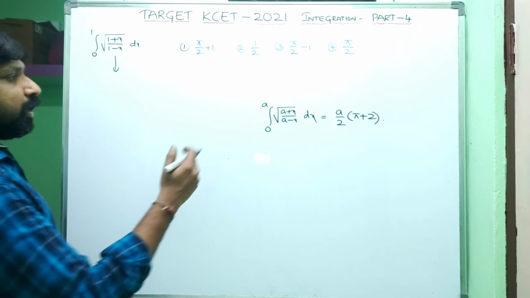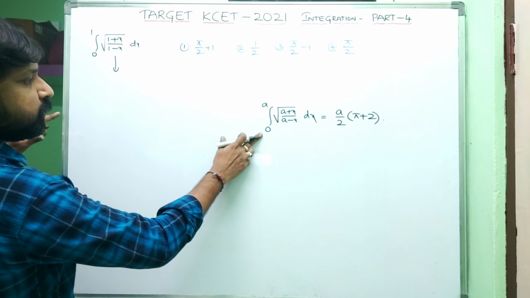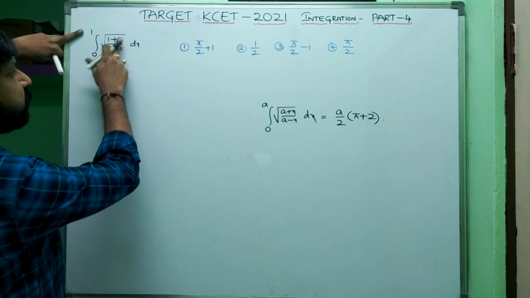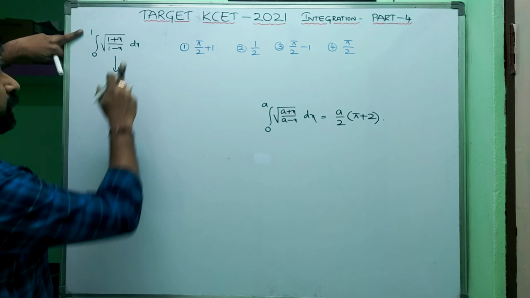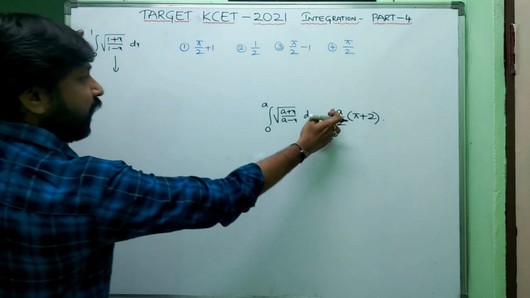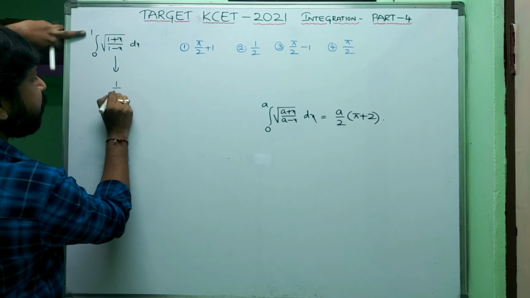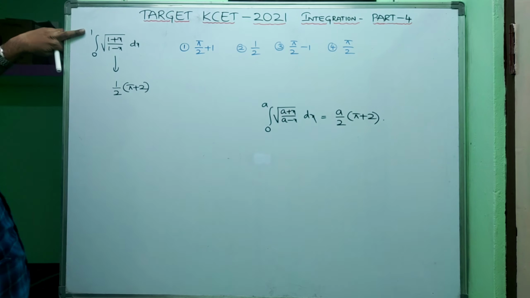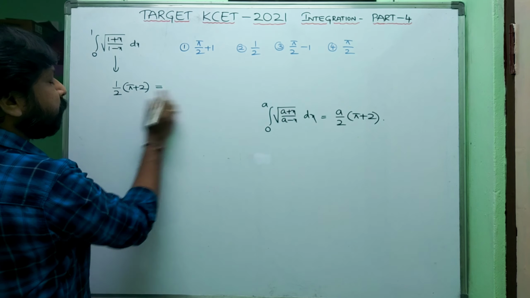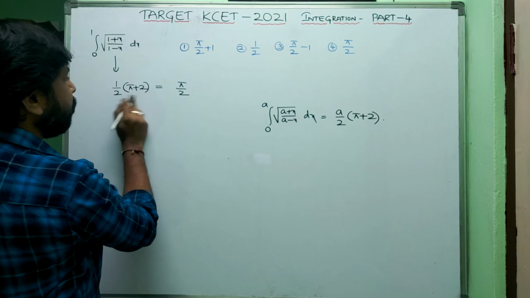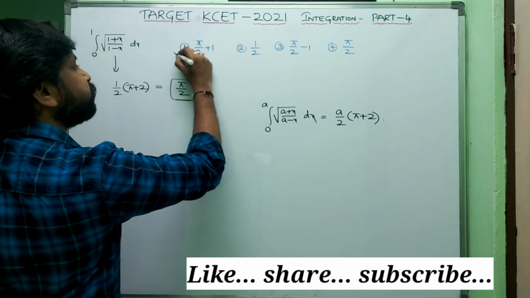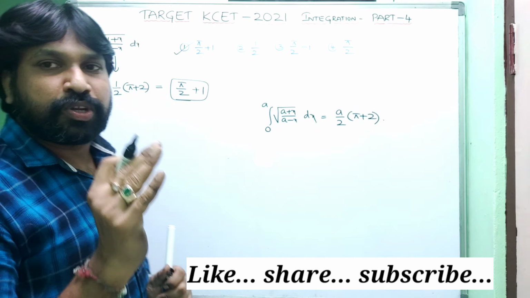Now let us check whether the given question is in this form or not. 0 to 1, here a equals 1 is given, root over (a plus x) by (a minus x), that is (1 plus x) by (1 minus x) dx. This can be written as a by 2, that is 1 by 2, into (pi plus 2). That is not there in the options, so you need to simplify one more step. Pi into 1 by 2 is pi by 2, and 2 into 1 by 2 gives 1. So pi by 2 plus 1 is given. This is option number 1.